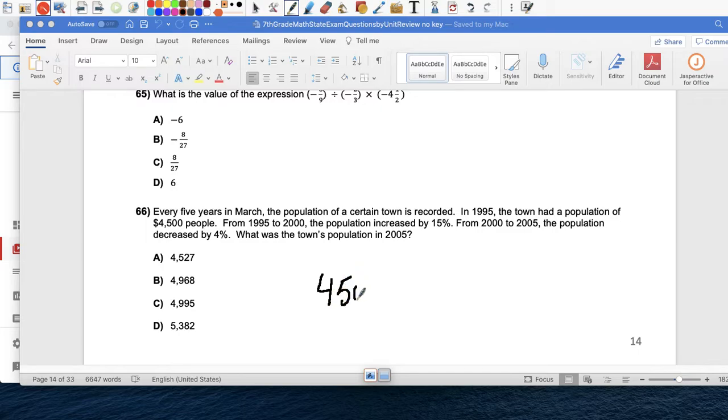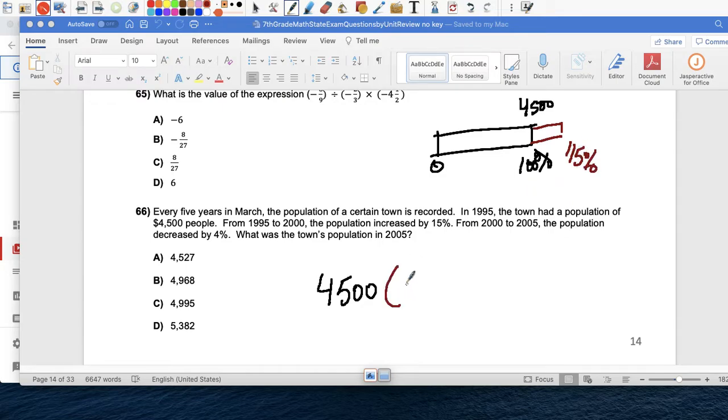So if it increased by 15%, imagine this again. Right now, 100% of the population equals 4,500. If you increase by 15%, the population increased a little bit. We're now at 115%, so we can multiply by 1.15 and get a new number. 4,500 times 1.15. So the population in 2000 was 5,175. And then from that, it decreased 4%.